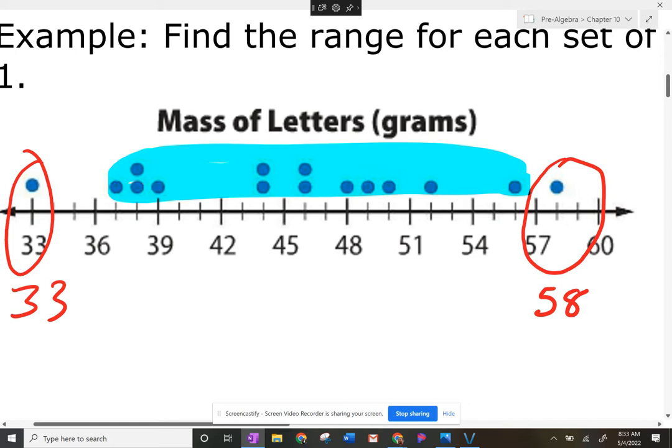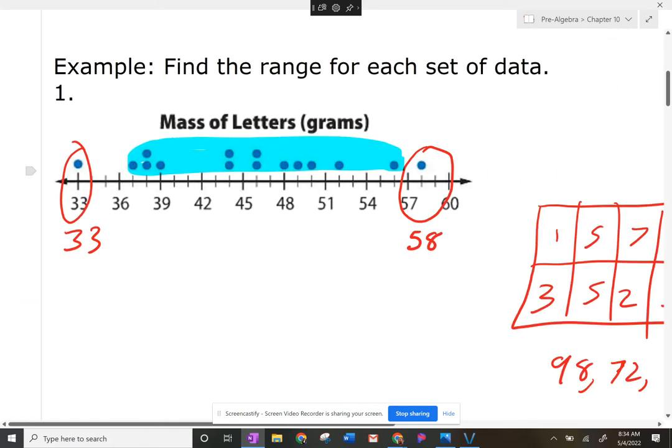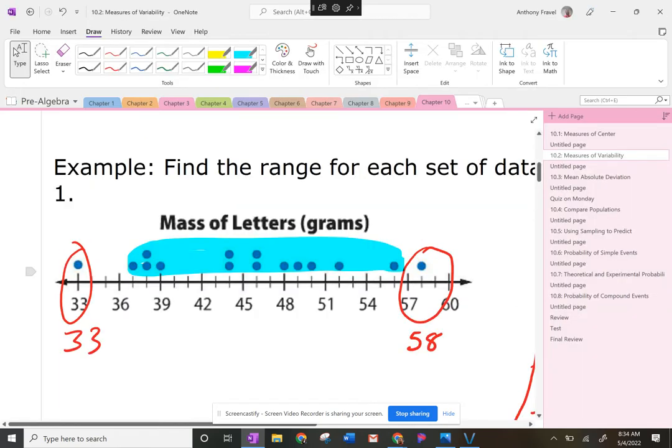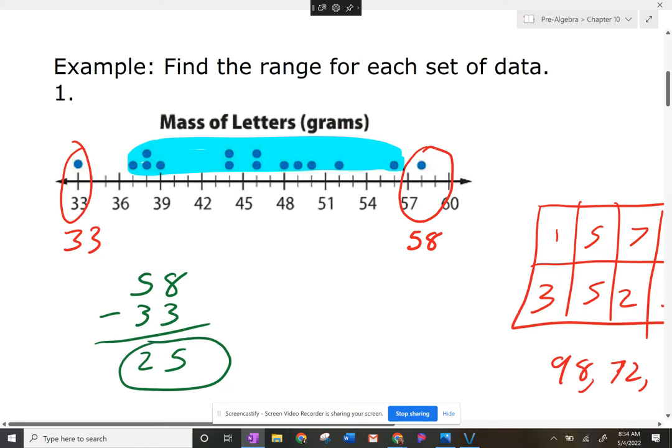Okay, so I want to find the range for this set of data. My biggest number is 58. My smallest number is 33. To find that range of data, all I'm doing is I'm going to take 58 minus 33, do that subtraction, and I get 25. So my range for this data, for this table, is 25, because I took 58 minus 33.